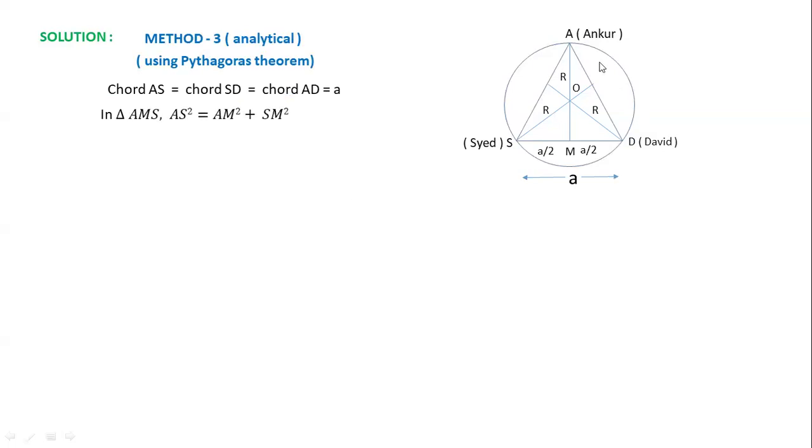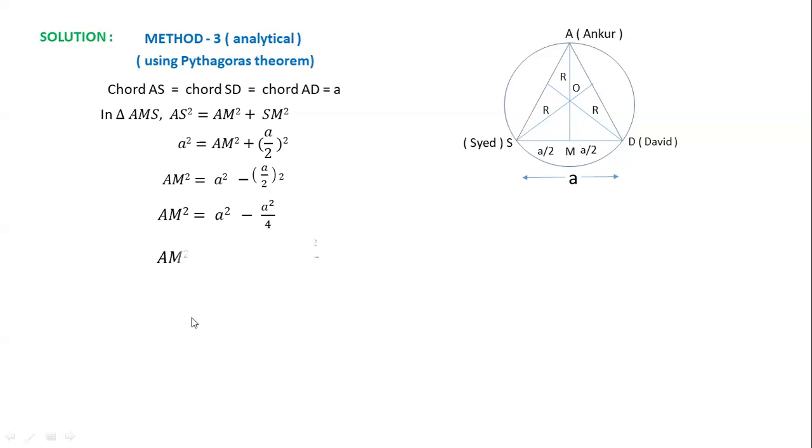In triangle AMS, let's use Pythagoras theorem. Here the hypotenuse is this AS. AS squared is equal to AM square plus SM square. Let's put the value. AS is A because all sides are A, therefore A square is equal to AM square plus SM square. SM is A by 2, so A by 2 whole square. So AM square is equal to A square, take this quantity to that side, it becomes minus A by 2 whole square. What will become? A square minus A square by 4.